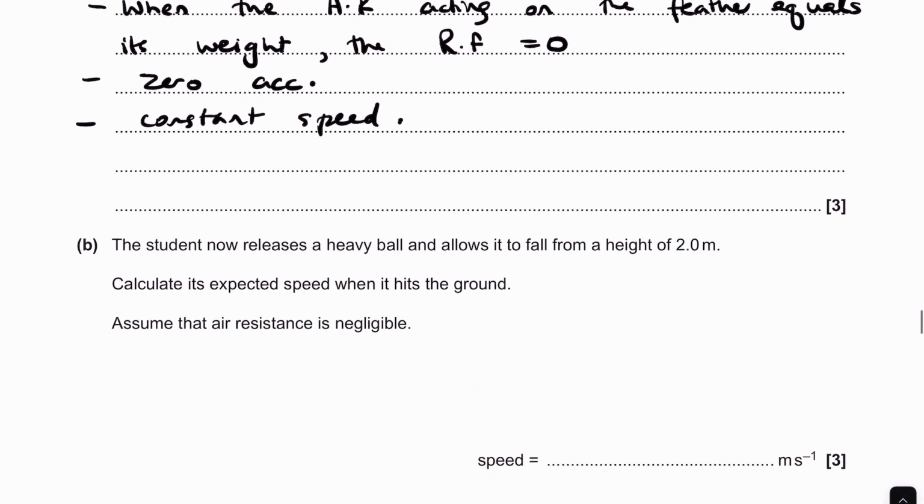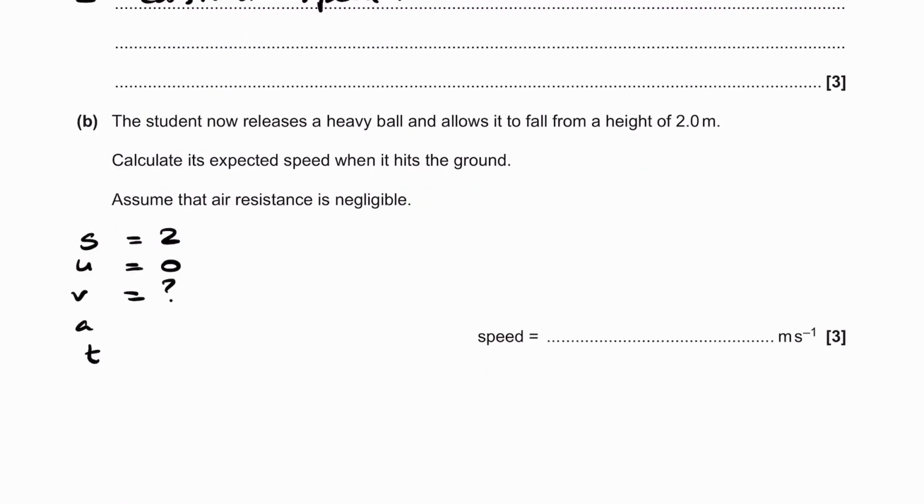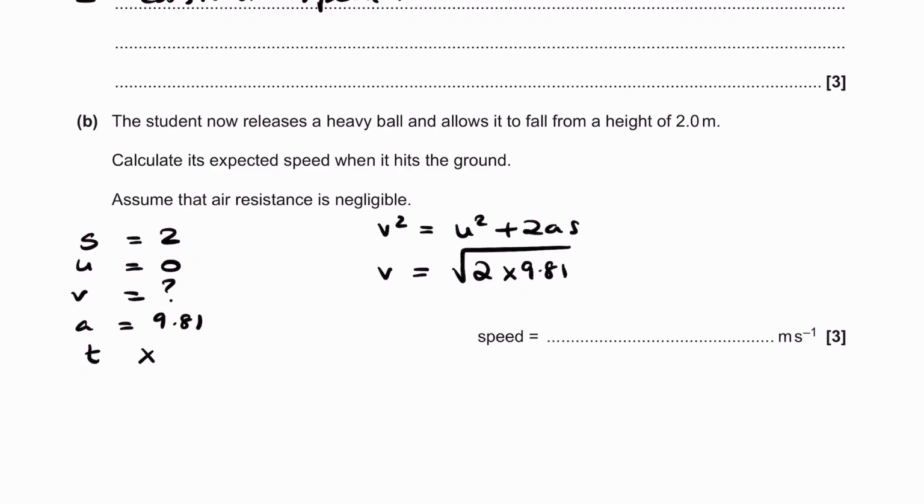Okay, part B. The student now releases a heavy ball and allows it to fall from a height of 2 meters. Calculate its expected speed when it hits the ground. Assume the air resistance is negligible. V is what we're trying to find, and a is 9.81. V squared is equal to u squared plus 2as, which means that v is the square root of 2 times 9.81 times 2. That gives me a value of 6.3 meters per second.